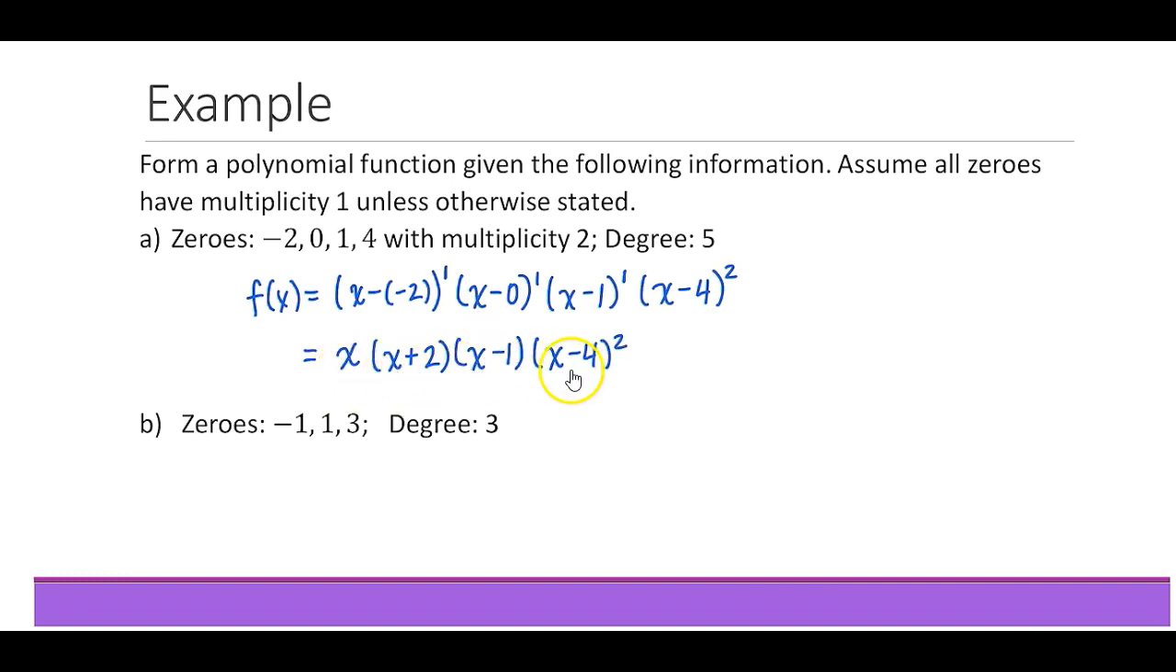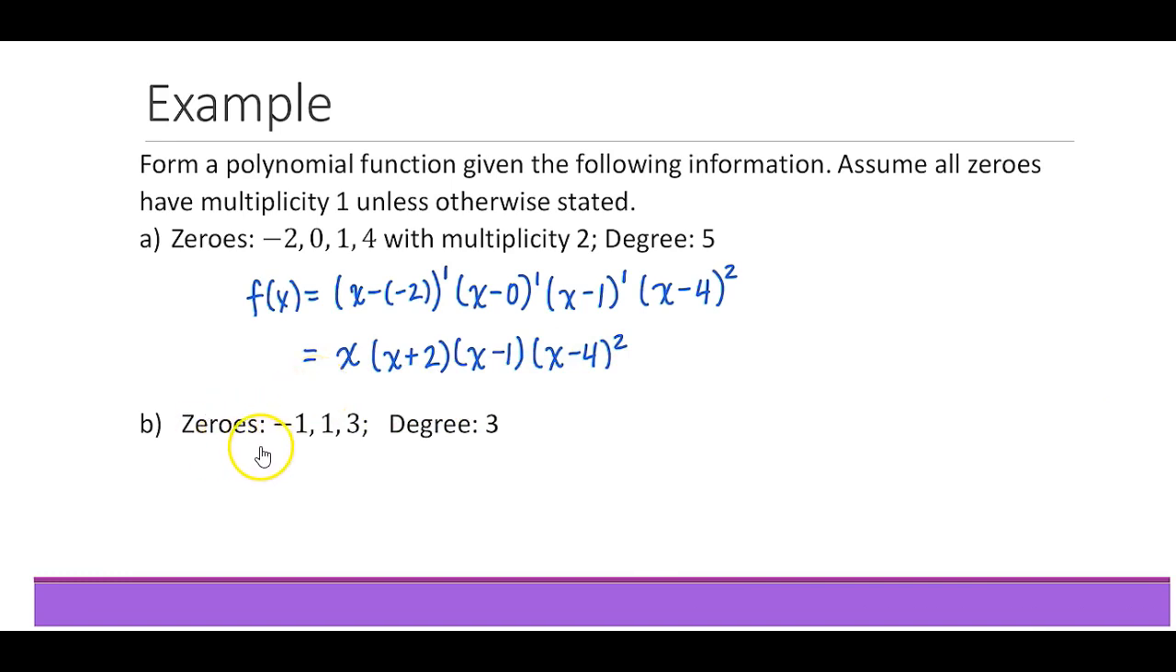So if we multiply this all out, which we don't have to, we can tell just by looking that this is a degree 5 polynomial. I have x to the first, x to the first, x to the first, and here it would be x squared. So altogether I have x to the 5th as my degree.